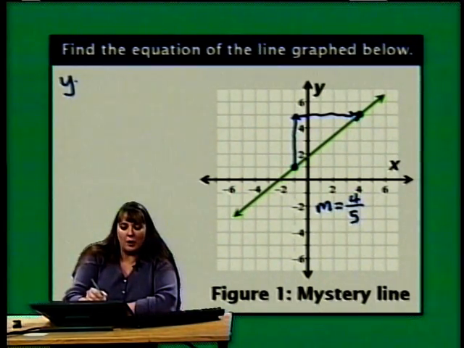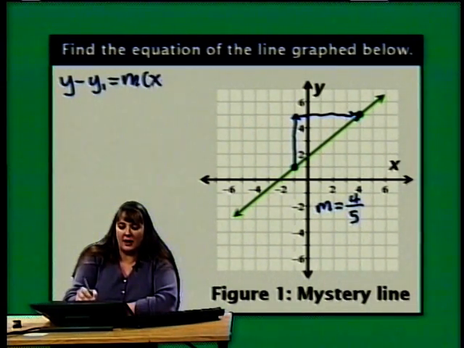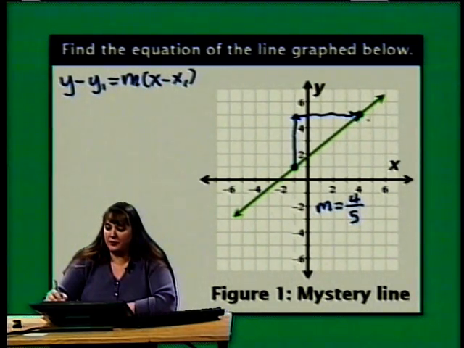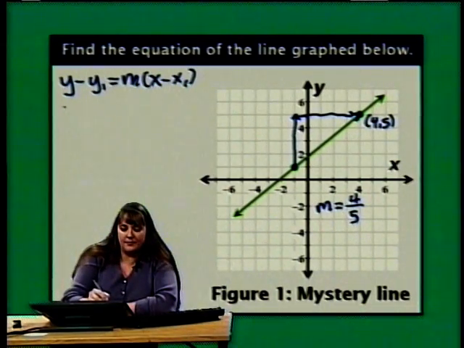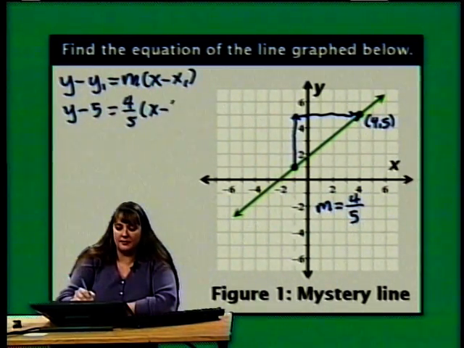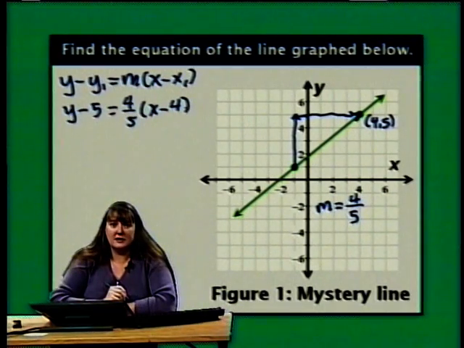So point slope form, y minus y sub 1 equals m times x minus x sub 1. If I use the point 4, 5 and the slope 4/5, this becomes y minus 5 equals 4/5 times x minus 4. Let's go ahead and put this equation in slope-intercept form. So let's solve the equation for y.